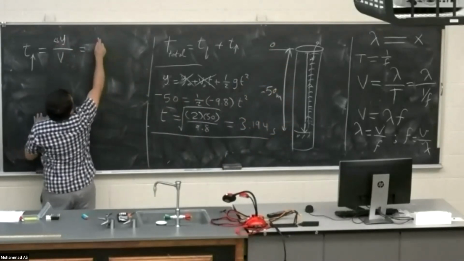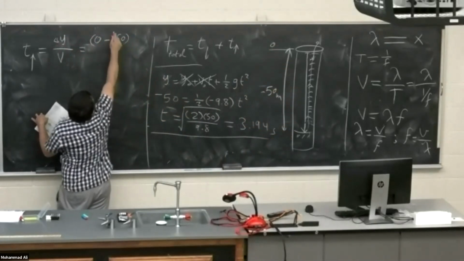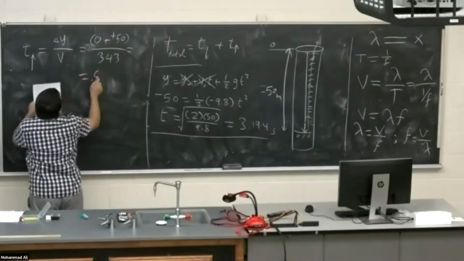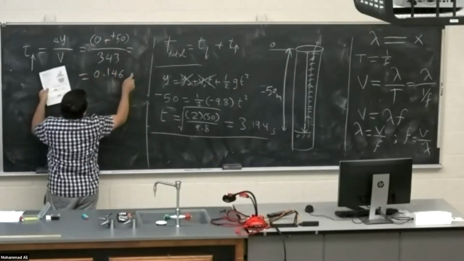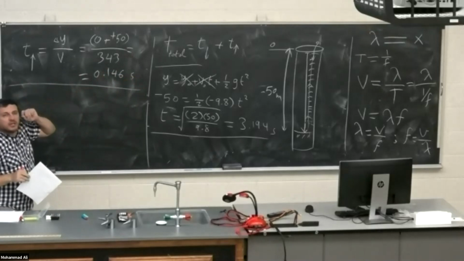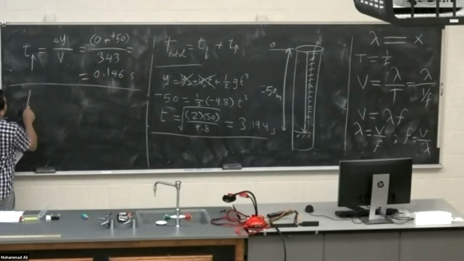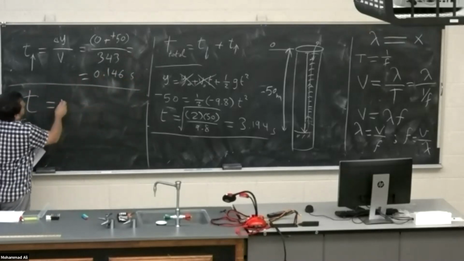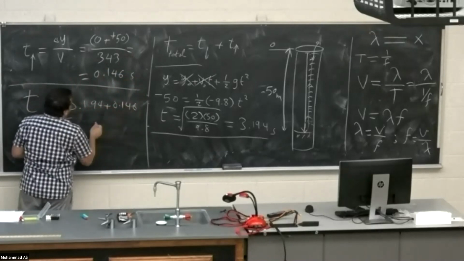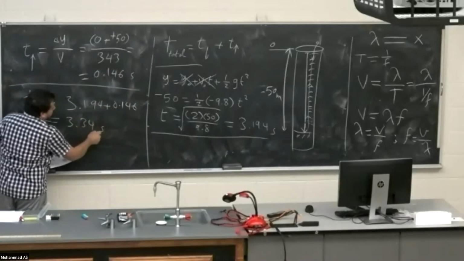It is at the 0th level. It is 0 minus, it is negative 15, so it will be positive at the end. Okay, over v, which is 343, this will be equal to 0.146 seconds. Our ear can distinguish this. You can distinguish if there is a change in time by hearing. So the total time is equal to that plus this: 3.194 plus 0.146 is equal to 3.34 seconds. That's it.